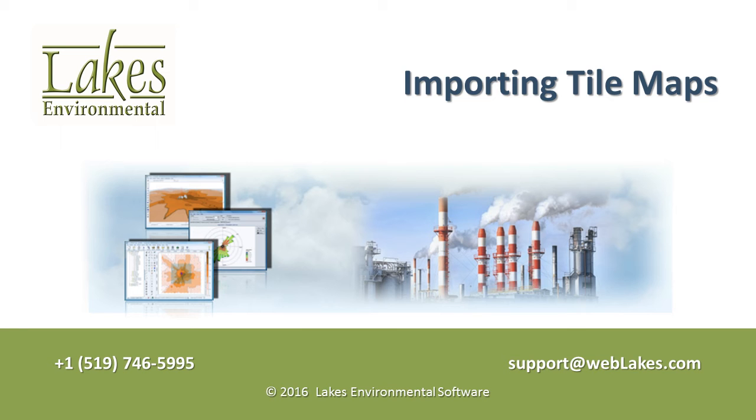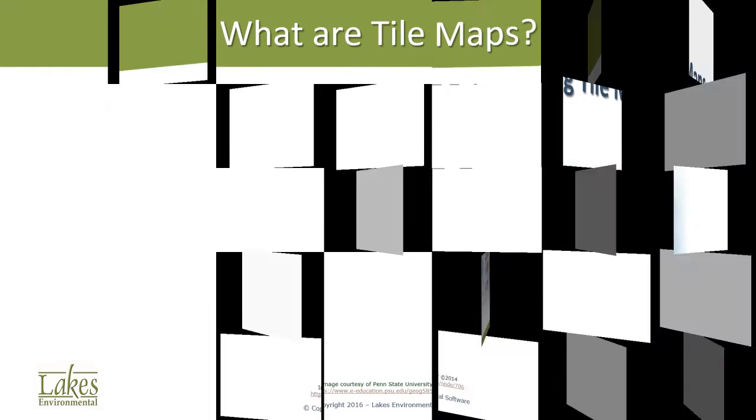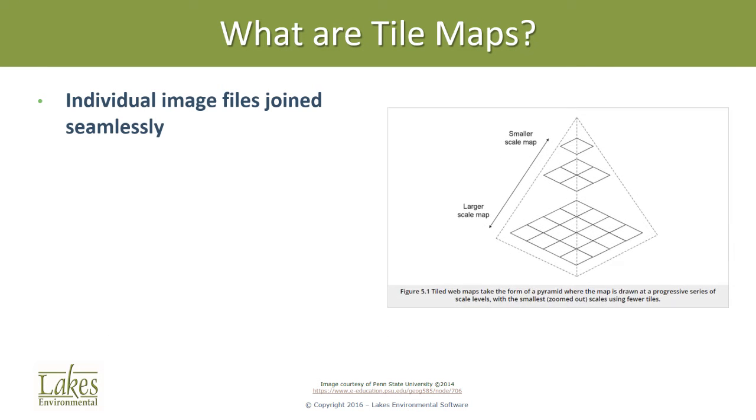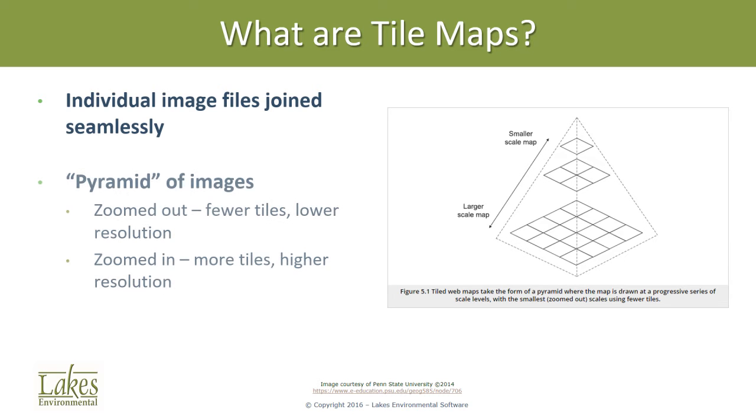Lake's Environmental Software's powerful Tile Maps feature makes it easier than ever to load high-resolution global base map imagery into your air dispersion modeling projects. A raster map is a collection of individual image tiles joined seamlessly to form a single map display. Tiles are oriented in a pyramid configuration, with a different number of tiles at each zoomed-in level. The highest zoomed-out level can be a single low-resolution tile, with additional higher-resolution tiles added at each subsequent zoomed-in level.